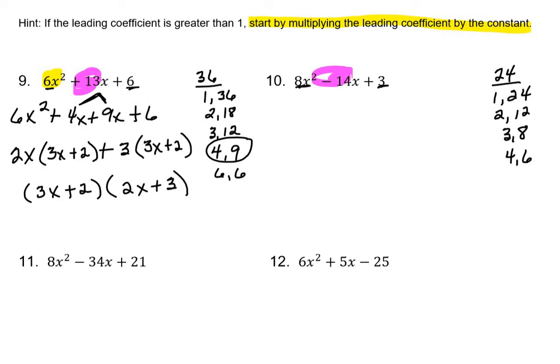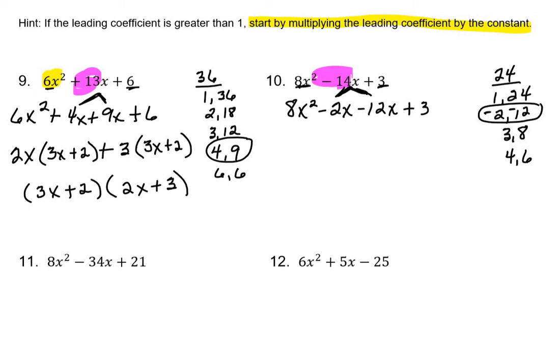Well, again, remember that when I multiply 2 positives, I get a positive answer. When I multiply 2 negatives, I get a positive answer. What it's going to add to give me negative 14 would be negative 2 and negative 12. So I'm going to take that negative 14x and rewrite it as negative 2x minus 12x. Hopefully you can see where that just gets split up into 2 different terms.